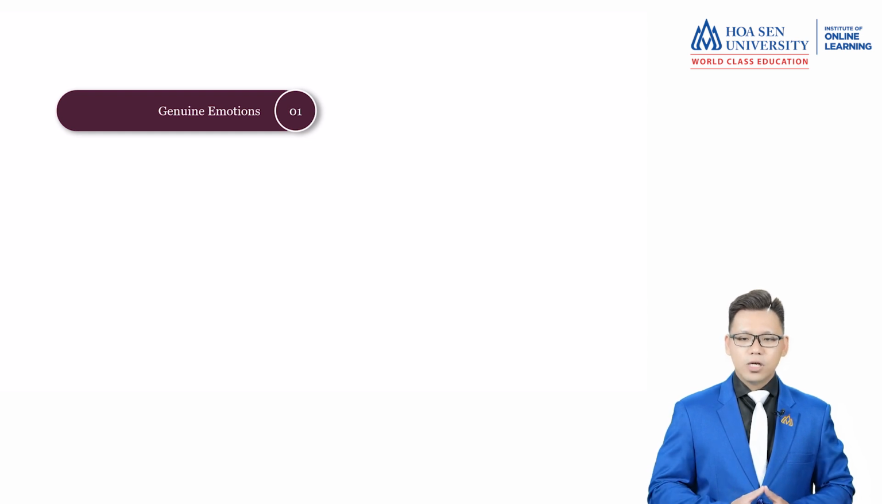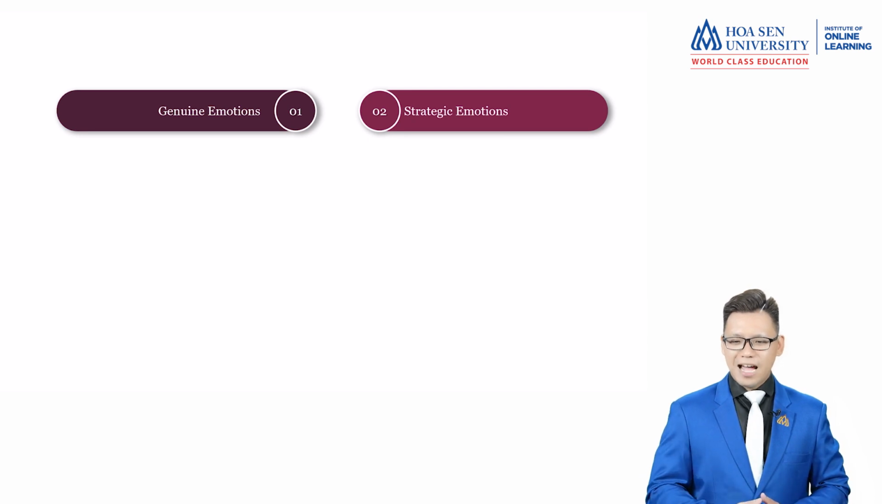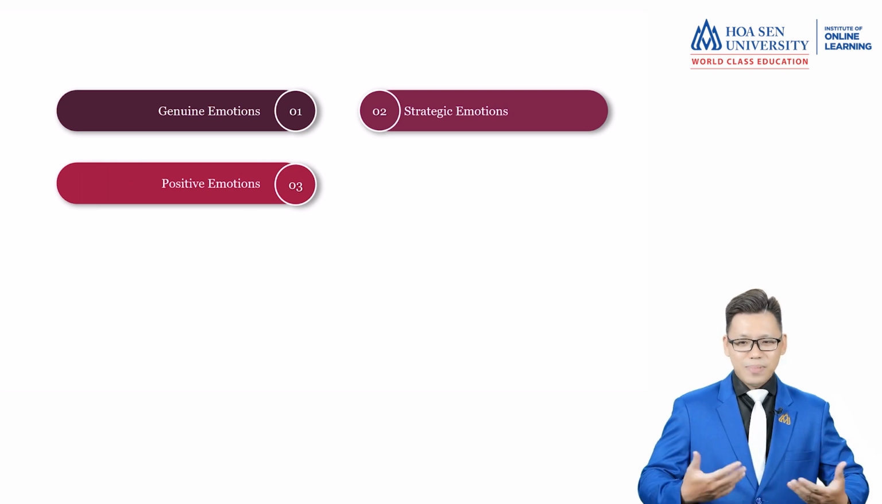So emotion in negotiation can be genuine or strategic. Genuine emotions are those you truly feel, like anger or joy. On the other hand, strategic emotions are displayed intentionally to achieve a specific goal. For example, a negotiator might fake anger to pressure the other party into making a concession.